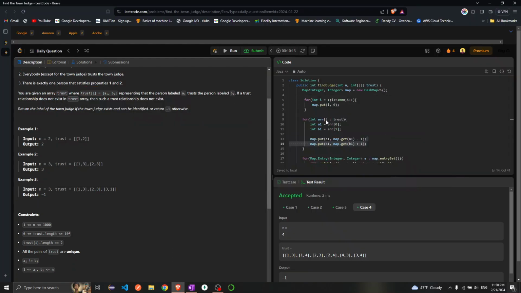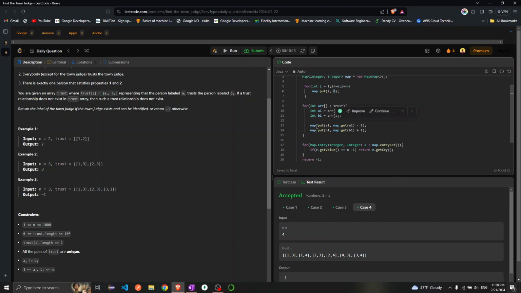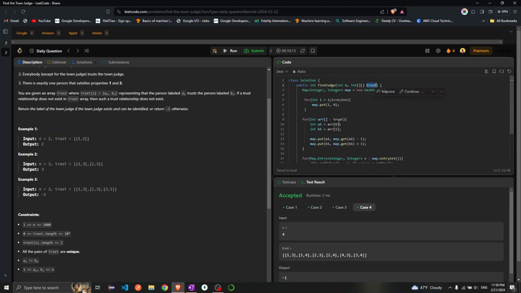So let's look at the code once. Initially I'm just creating a hash map and I'm putting all the people. We can do something like trust.length. Oh, it's not trust.length, it's n. I'm initializing all the n people with zeros. Then what I'm doing is I'm just going through the trust matrix and I'm taking the array, and this is A1 and this is B1, right? I'm just reducing the value of A1 and I'm increasing the value of B1.